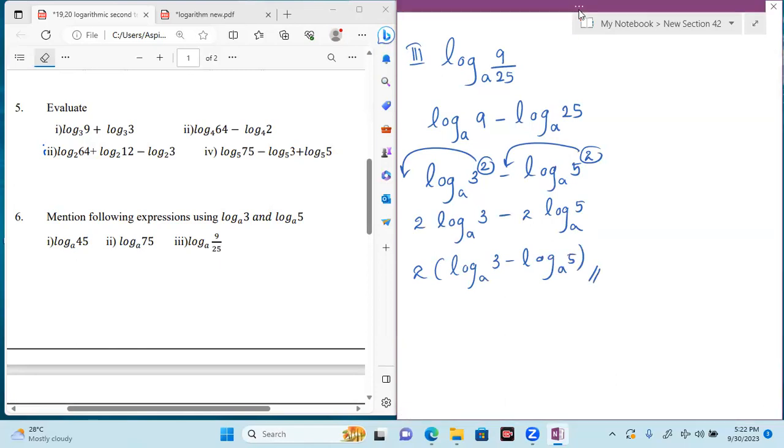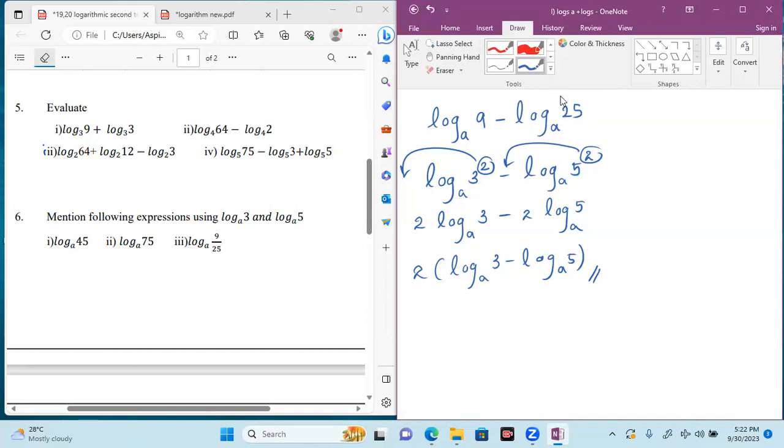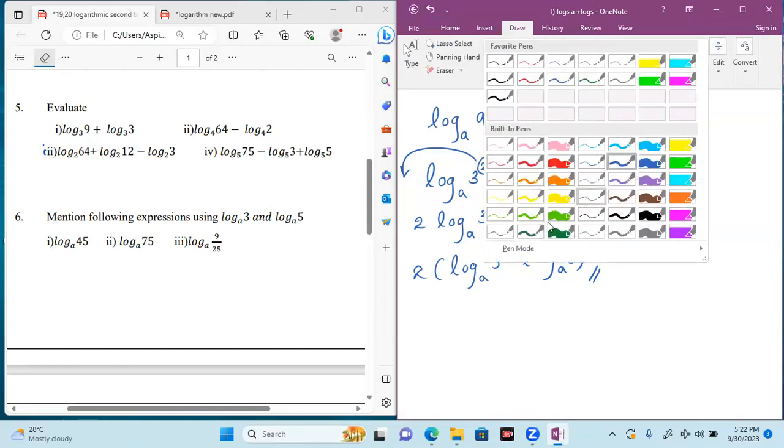And also there's another way to do this.